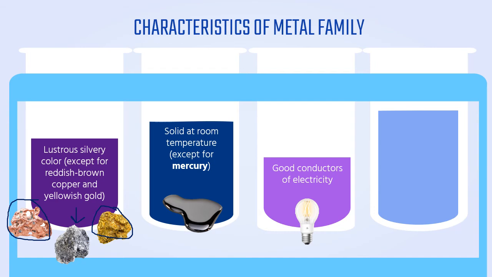Metals are also good conductors of electricity, so they're used in things like light bulbs and such because they can pass the electricity from one point to the other. They are also good conductors of heat, so they are used to heat things up. You see there the eye of a stove. It's red because it's glowing with the heat that it is conducting.